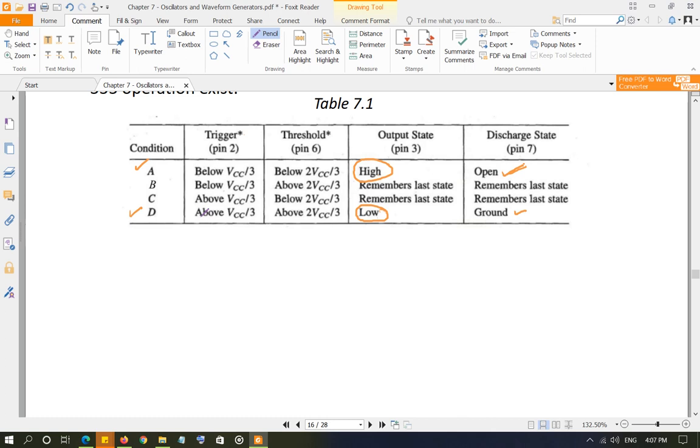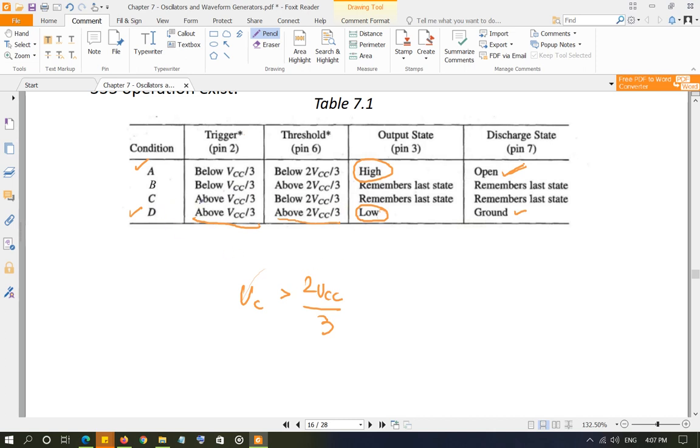Pin number 2 will be above VCC by 3 and pin number 6 will be above 2 VCC by 3 because they're tied together, right? So basically the voltage across the capacitor just became greater than 2 VCC by 3 when it is charging. So this condition becomes satisfied, and also this condition becomes satisfied because 2 VCC by 3 is greater than VCC by 3.